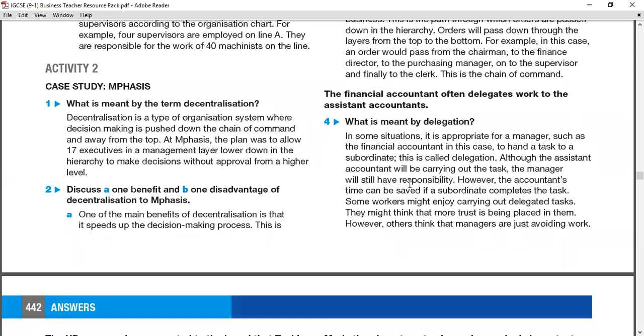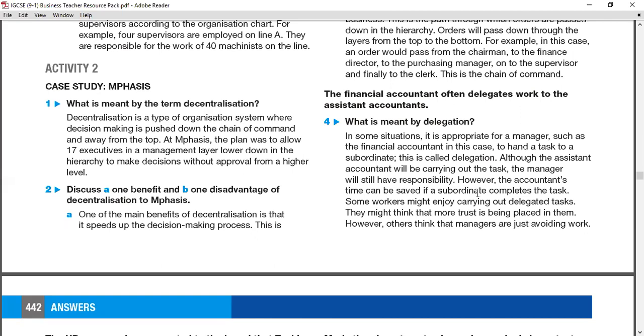Although the assistant accountants will be carrying out the tasks, the manager still has the responsibility. Even if you delegate work, the responsibility still lies with the person who delegates. However, the accountant's time can be saved. Yes, workload can be reduced, time can be saved when a subordinate completes the task. Some workers might enjoy carrying out delegated tasks, and they might think that more trust is being placed in them. So as a result, it's another motivation.